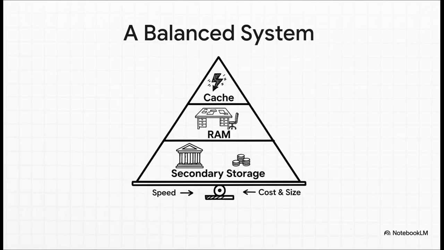So when you step back and look at it, this whole system is just a brilliant compromise. It's a balancing act. It gives the CPU the insane performance it needs with cache, it provides a big, responsive workspace with RAM, and it gives us huge, affordable, long-term storage with our drives. All those pieces working together, that's what makes modern computing possible.